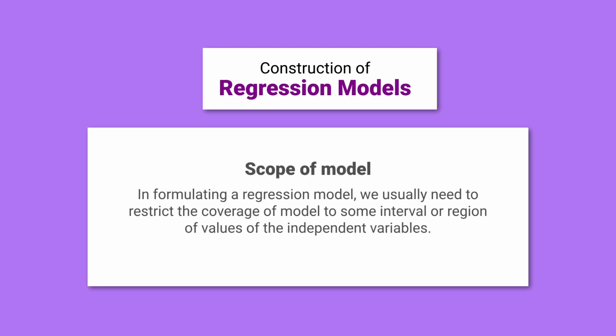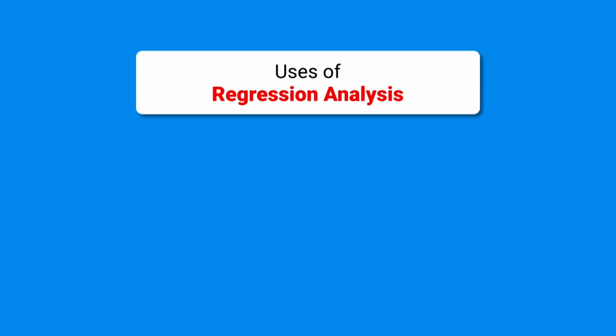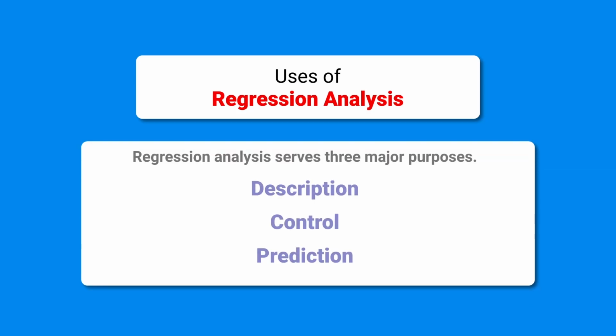As far as the scope of the model is concerned, in formulating a regression model we usually need to restrict the coverage of the model to some interval or region of values of the independent variables. Now, the use of regression analysis: regression analysis serves three major purposes, description, control and prediction.